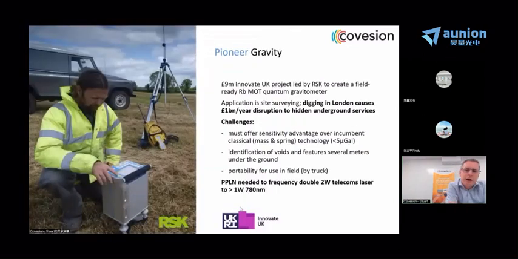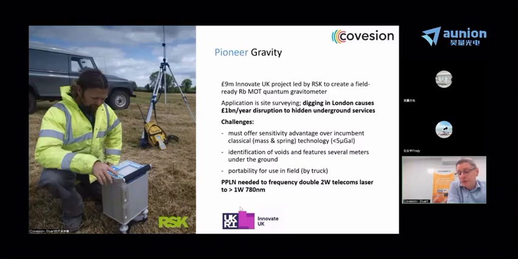A second project was a project called Pioneer Gravity. And again, this is for a gravity sensor based on a rubidium magneto-optical trap. However, in this case, the gravity sensor is to be land-based rather than space-based. And the end application here is for site surveying.